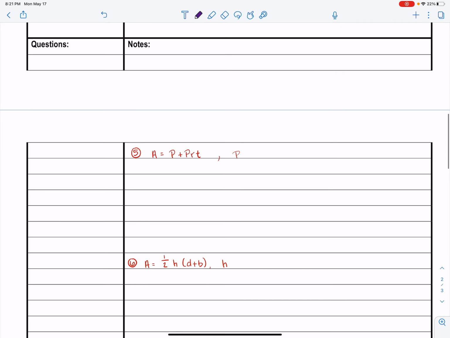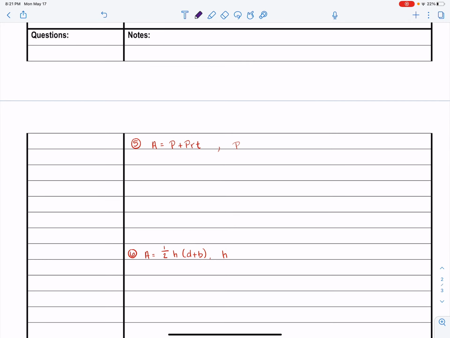All right, question 5. I want to solve for p. What's weird in this one is that I have 2 p's. Well, I can't isolate p or get p by itself until I have p written only one single time. So what we're going to do first in this one is we're going to factor it. I have two terms, a p and a PRT.